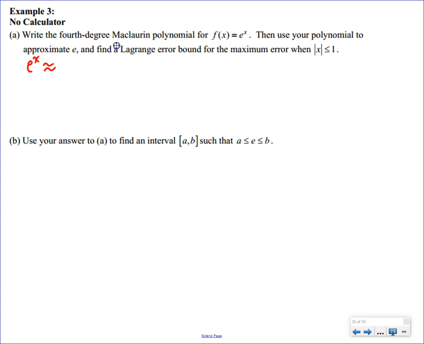I did approximate, right? Okay. 1 plus x plus. How can you remember, those of you that already have this memorized? Because definitely some don't, and that's totally okay. How do you remember e to the x?